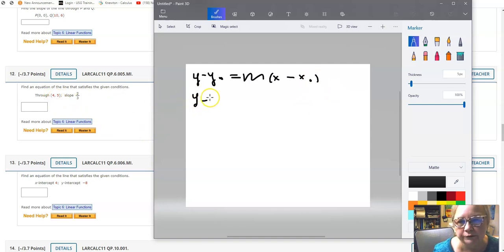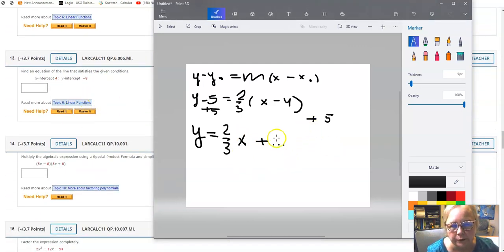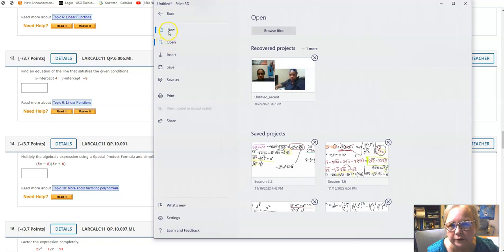So y minus 5 equals 2/3 times x minus 4, and then you open parentheses on the right and bring 5 to the right side, combine like terms, and eventually you get your equation in the form y equals 2/3 x plus some number. That's what you finish with. And the number over here, which we obtained by adding negative 8/3 and 5, that's what we call the y-intercept. So x-intercept and y-intercept are given in the next question.